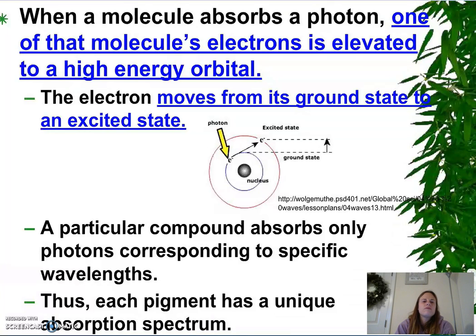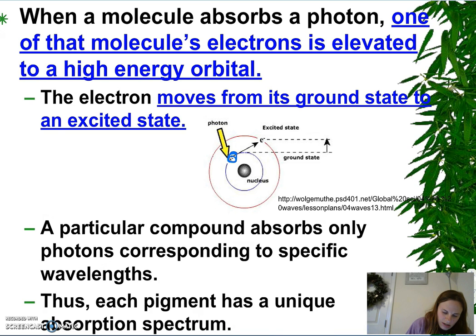Today I'd like to talk to you about photosystems. So what happens to photosynthetic pigments when photons of light are absorbed? Well, when a molecule absorbs a photon, one of that molecule's electrons is elevated to a higher energy orbital. So it goes from its ground state to an excited state, right?